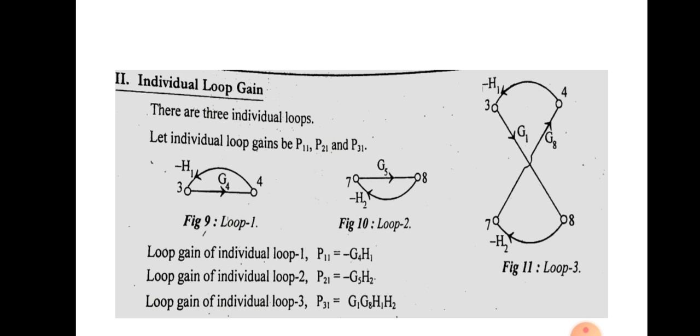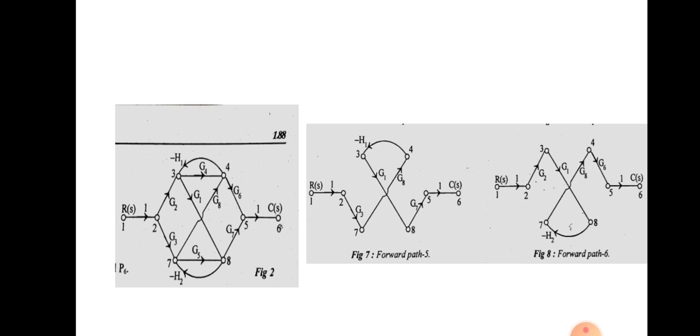So in the second step, next we have to find out the individual loops from the diagram. You can see how many loops there are. Loop means a closed path, that is, starting from a node it will end at the same node. That is the loop.